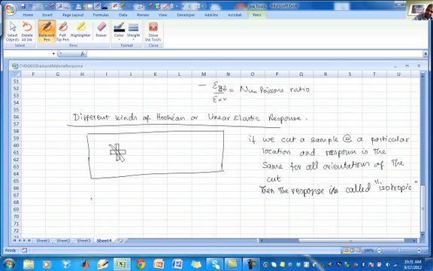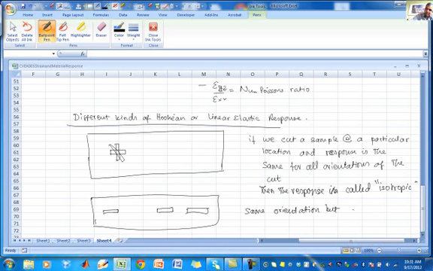The second kind of thing is, if I take a sample and I cut it in different locations, same orientation, but different locations, and the response is the same.